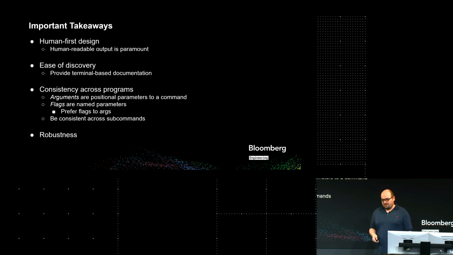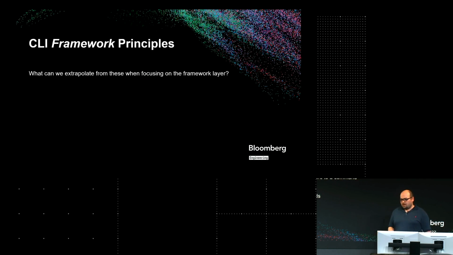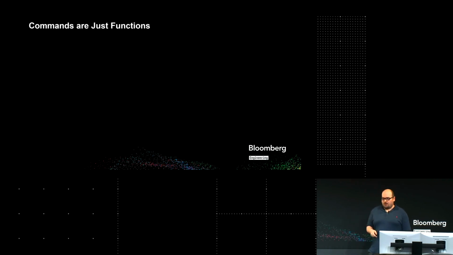Things like that. As well, the application should be robust. And this means that you should validate user input. It shouldn't be flaky. It shouldn't be hard to use. It should help the user when possible. So with all of that out of the way, that's kind of like the base level guidelines. Is there anything we can kind of add on top, extrapolate or add to these when we're talking about a CLI framework? The first one that I like to propose is just saying commands are just functions.